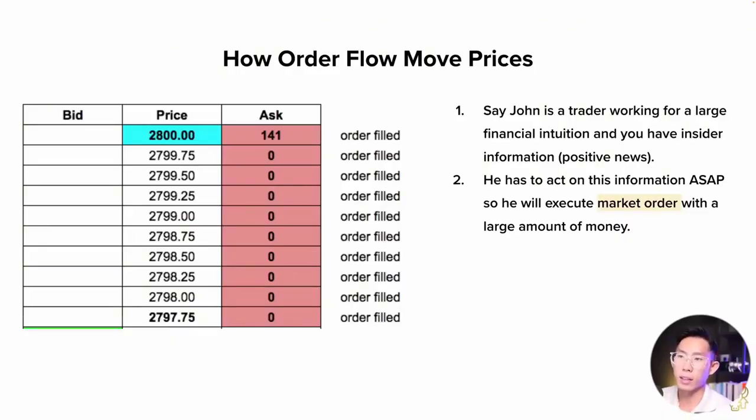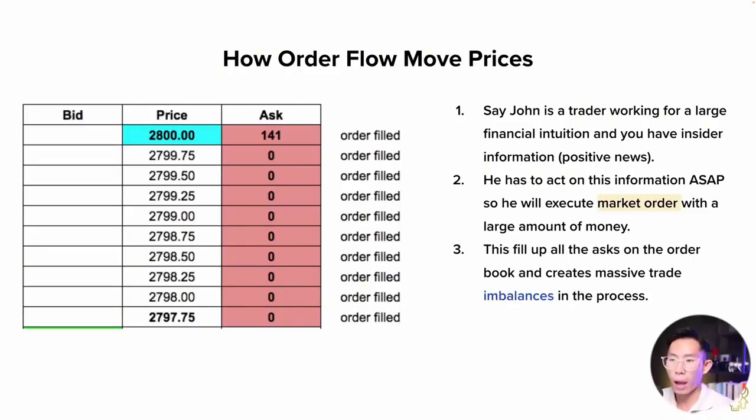And this is essentially where the process creates imbalances. This actually fills up all the asks on the order book. It fills up all these ask orders. You can see previously there were thousands of sell orders right here, but right now they're all being filled up. Boom, boom, boom, boom, boom. It's all been filled up.